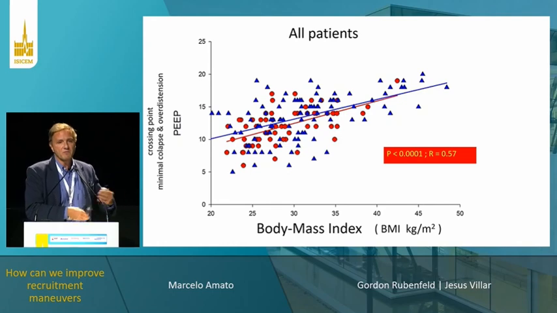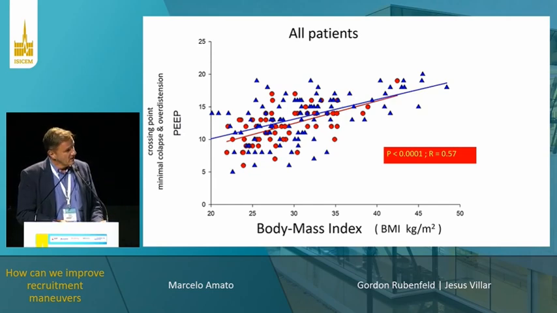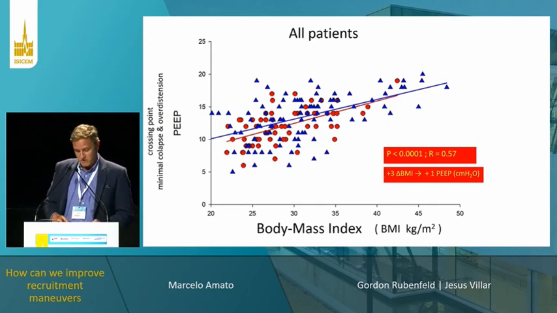And I have confirmed this in animals also. So PEEP is an anatomical issue. It's a property of your body, the shape of the body. If you increase your body mass index by 3, you need 1 centimeter more of PEEP.